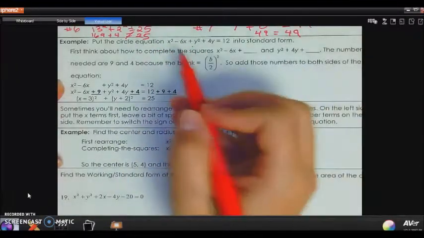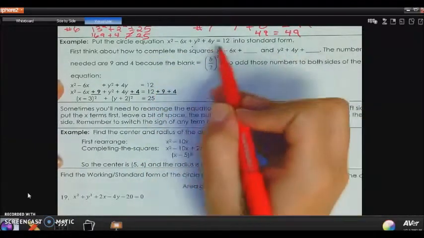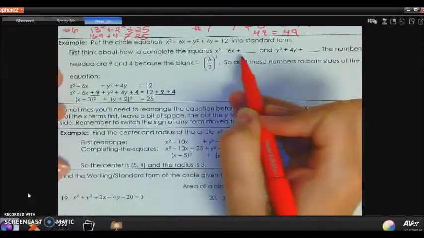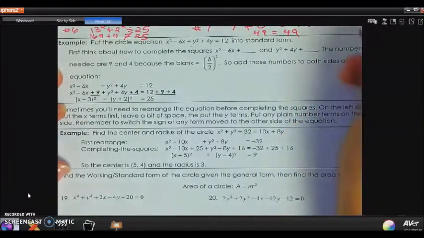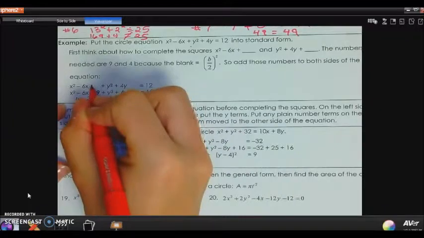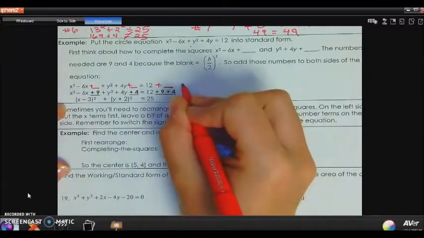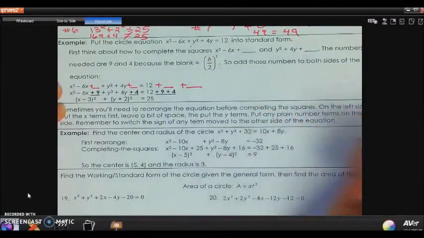So what you want to do is get your x junk together, get your y junk together, and make sure your number is on the right-hand side of the equation. So what we're going to do is add a blank and a blank, and then add a blank and a blank to the other side. So here we've got this plus a blank, this plus a blank, and if I have two blanks on the left-hand side of the equal sign, I need two blanks on the right-hand side of the equal sign.